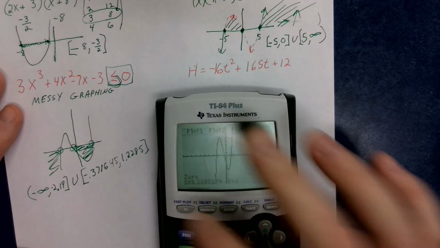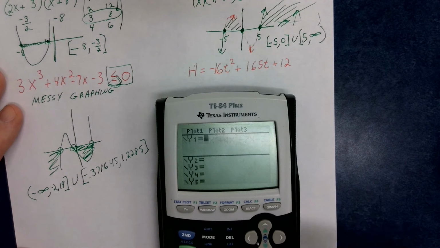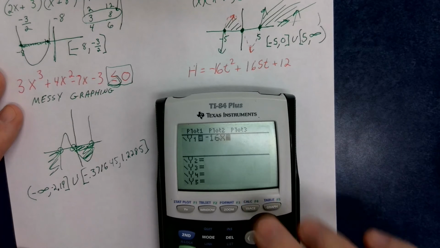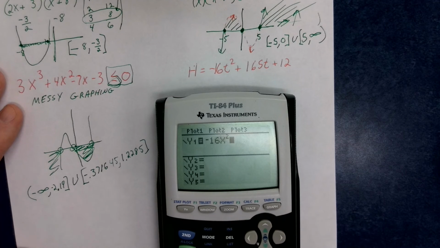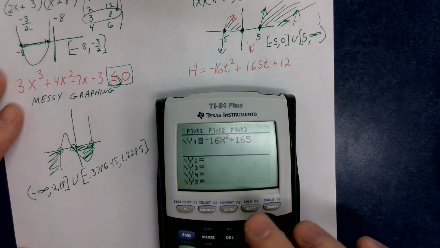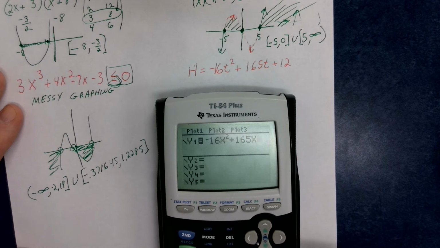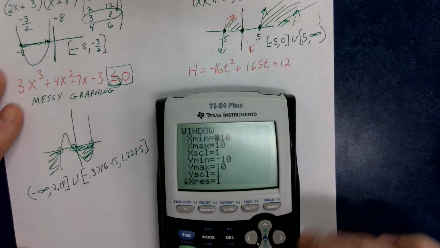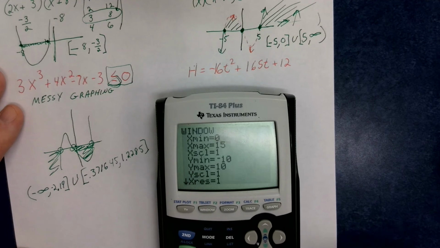So go to your y equals. Let's clear that out and put in -16t squared plus 165t plus 12, using x's in this case. Then on my window, I'm going to start at 0 seconds and have it go up by 15 seconds.